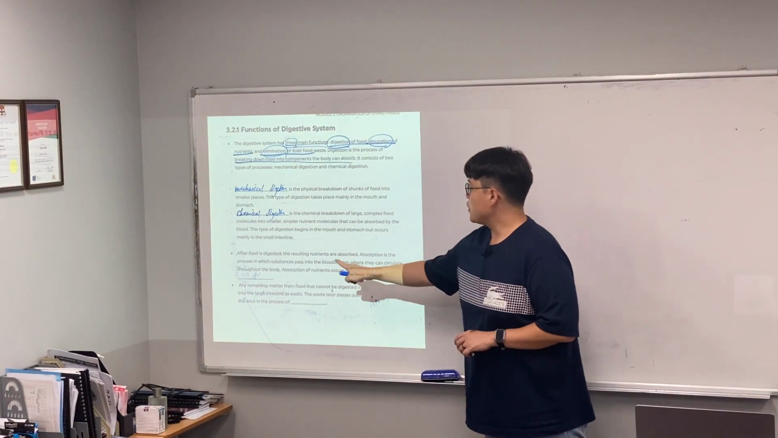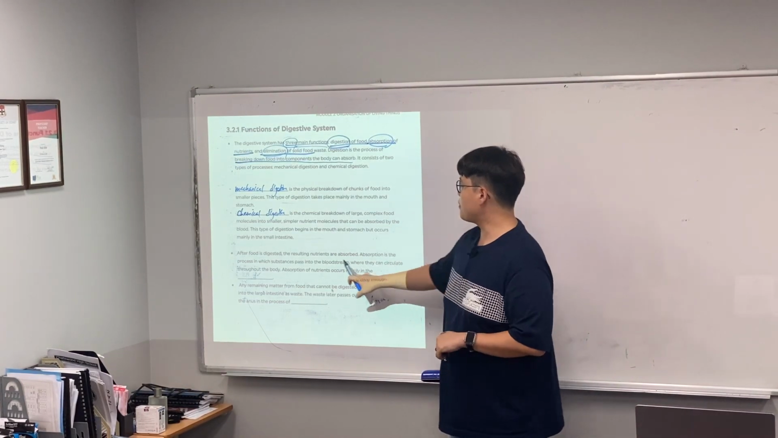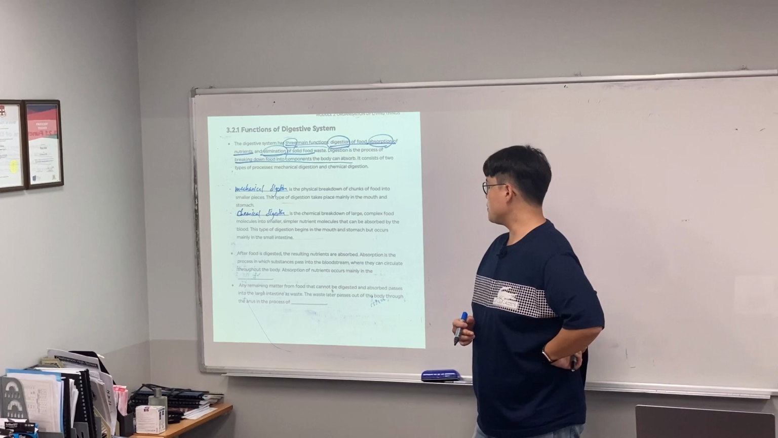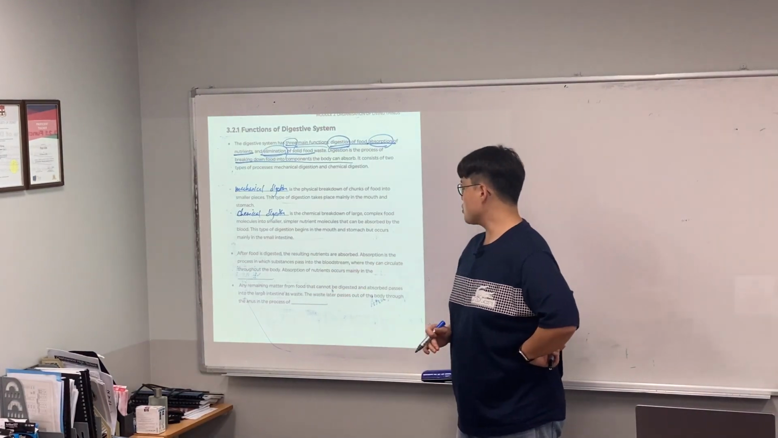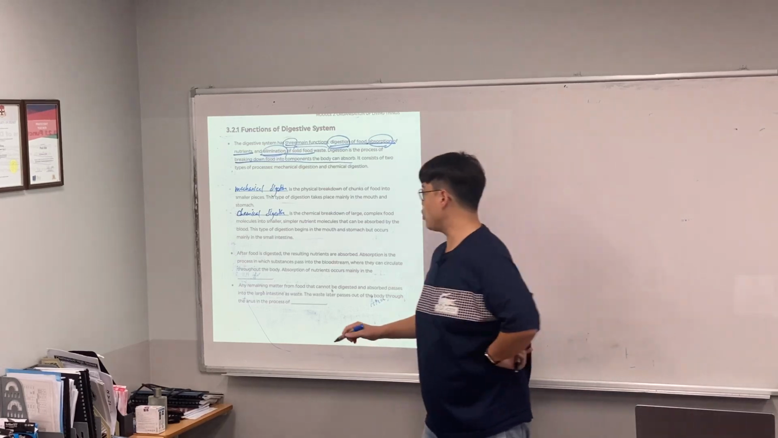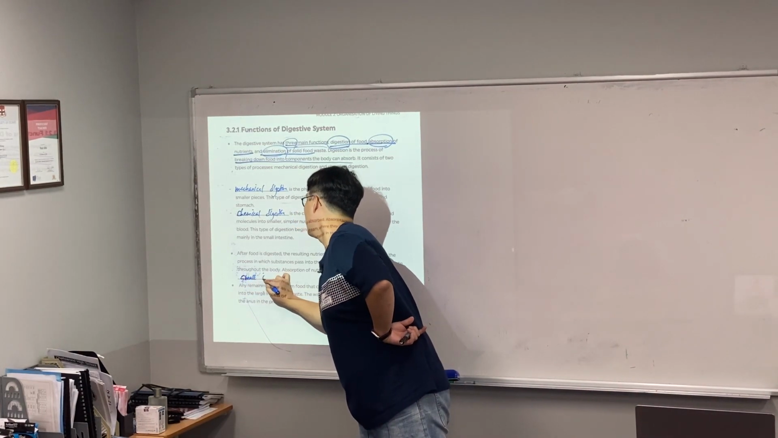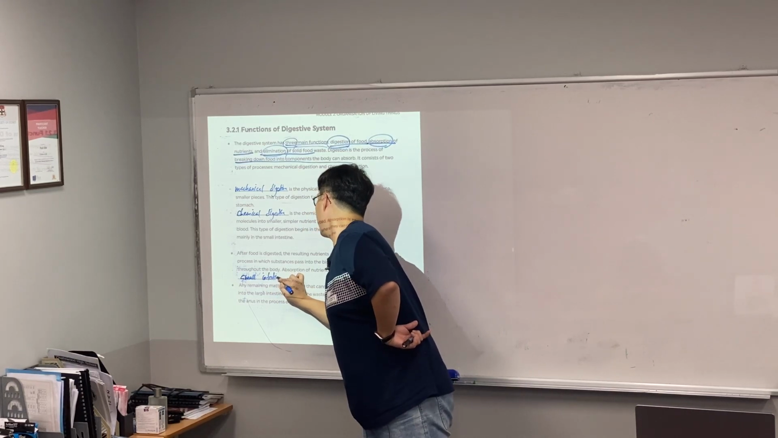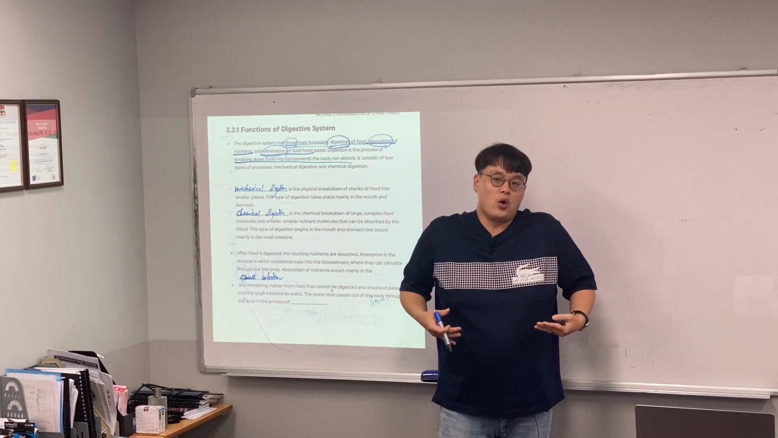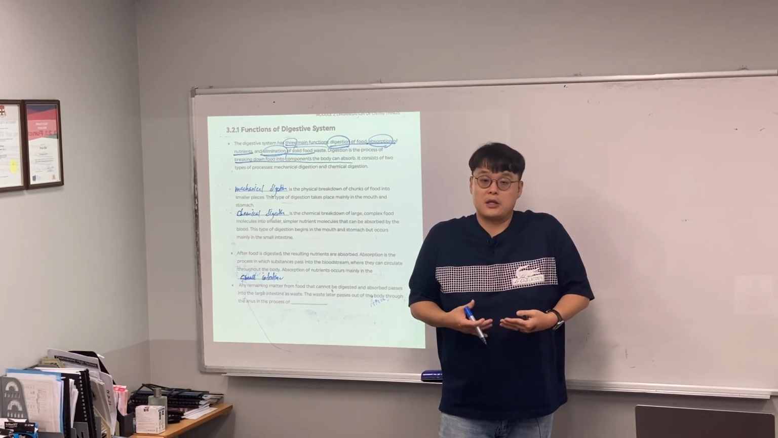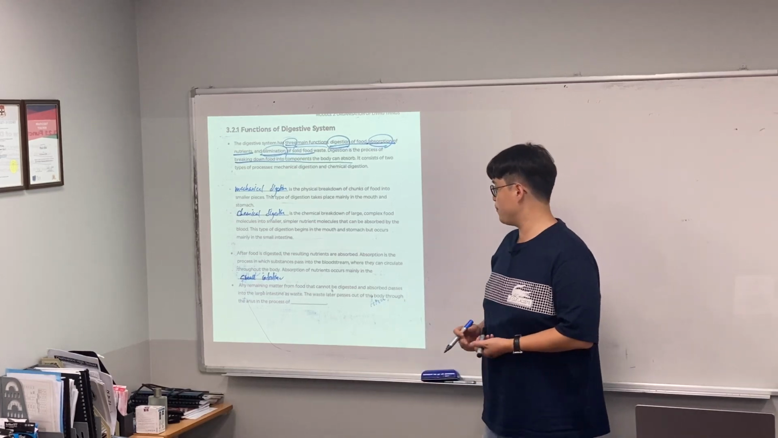After food is digested, the resulting nutrients are absorbed. Absorption is the process in which substances pass into the bloodstream, where they can be circulated throughout the body. Absorption of nutrients occurs mainly in the small intestine. Think about the reason why the small intestine is so long and so narrow and has lots of folding: because of the absorption of the nutrients.